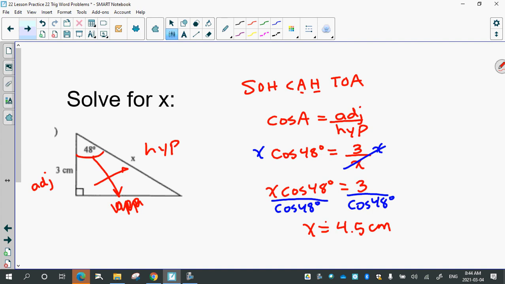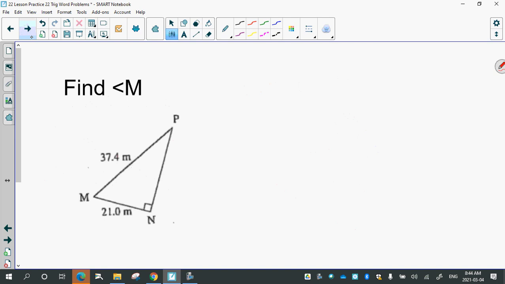Okay, did you get that using the sine law one? When you did it using the sine law, did you get the same answer? Okay, so you can use the sine law even if it's a right angle triangle. Okay, next one. Find angle M.